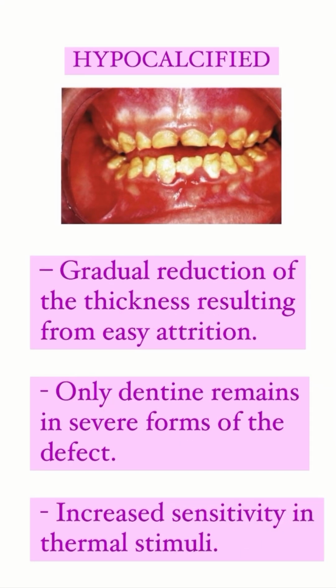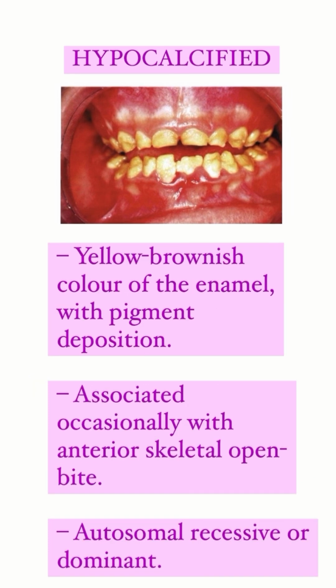There is gradual reduction of the thickness resulting from easy abrasion. Only dentine remains in severe forms of the defect. There is increased sensitivity to thermal stimuli. Yellow-brownish color of the enamel with pigment deposition. It is associated with anterior skeletal open bite. It can be autosomal recessive or dominant.